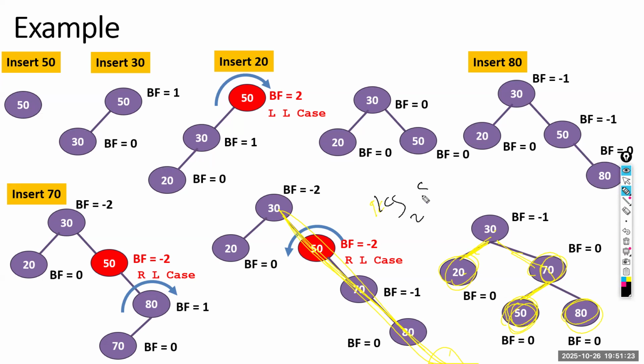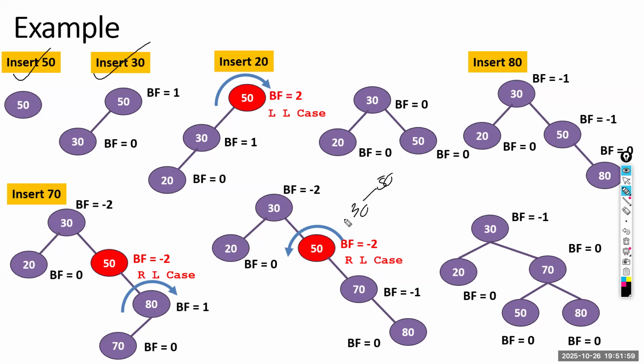Log 2 of 5. 5 is not a power of 2, so therefore it will be 8. So that means log 2 of 8 means 2 to the power 3. So maximum is 3. 1, 2, 3. You don't need to go beyond 3. But let's assume you insert it without doing balancing. So first we inserted 50. Right? So then we inserted 30.